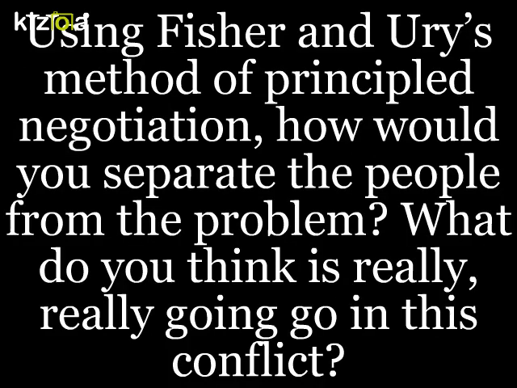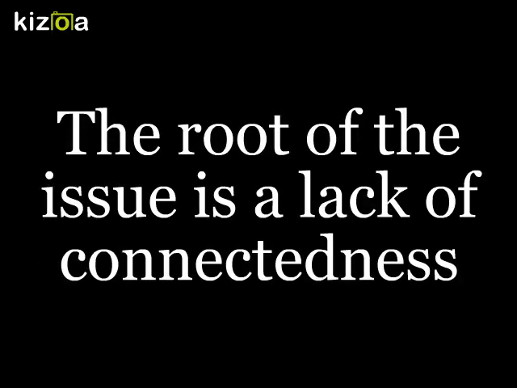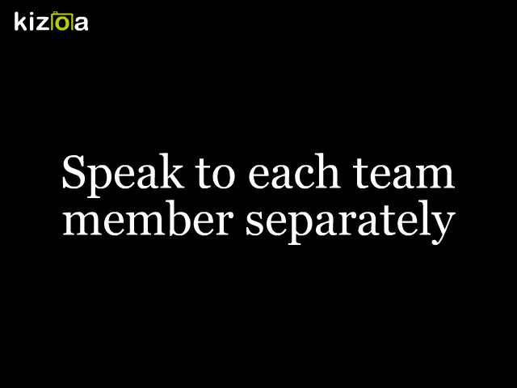The study goes on to ask, which method of principled negotiation would I use to separate the people from the problem? Because the team was so strongly connected prior to the division by circumstance, I think that the root of the issue is a lack of connectedness. To address this issue, I would take personal relationships out of the equation to speak to each team member separately to outline the issues and explain the reasoning behind the seat choices.